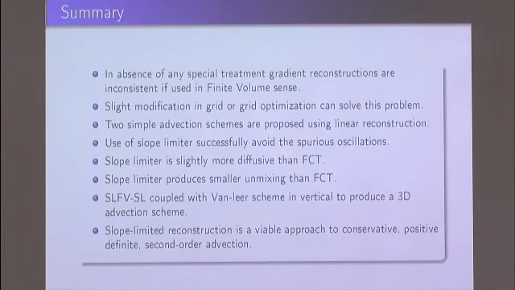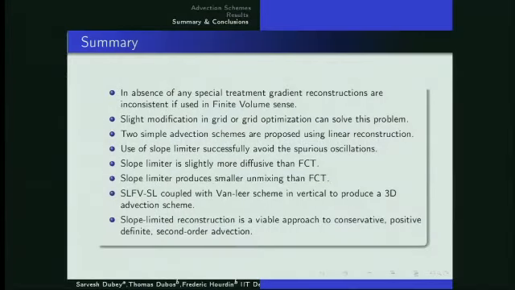So it's the summary. In the absence of any special treatment, gradient reconstruction is inconsistent if we use it in a finite volume sense, and either a slight modification in the grid or any grid optimization can solve this problem. Two simple advection schemes are proposed using this linear reconstruction, and both of these schemes are not really shape preserving or positive definite. So we are using a slope limiter, and this slope limiter is successfully avoiding any spurious oscillations.